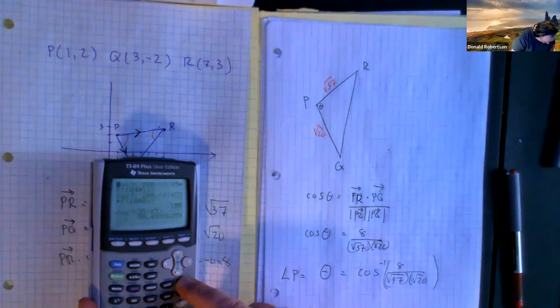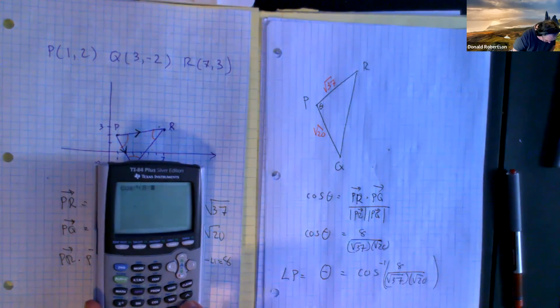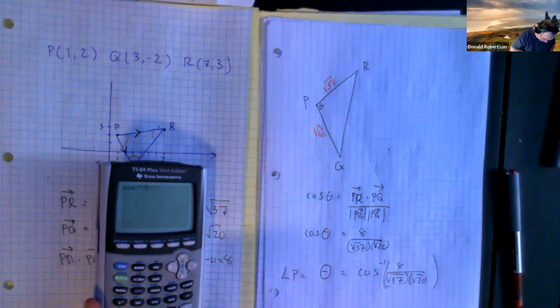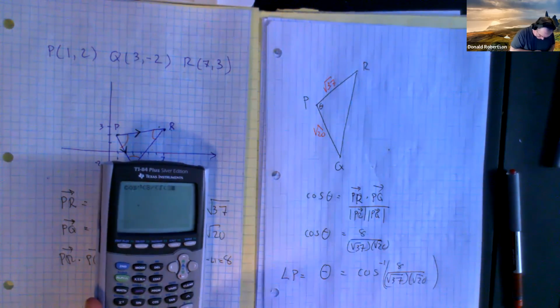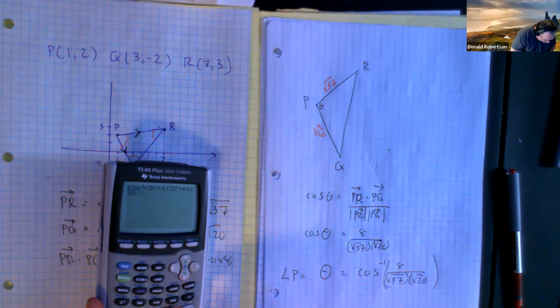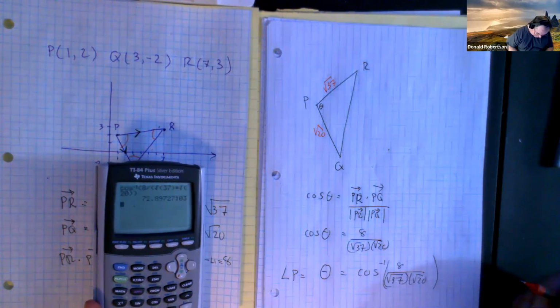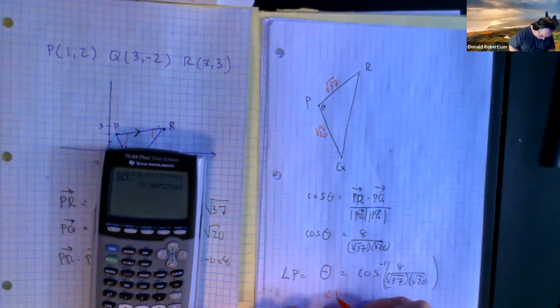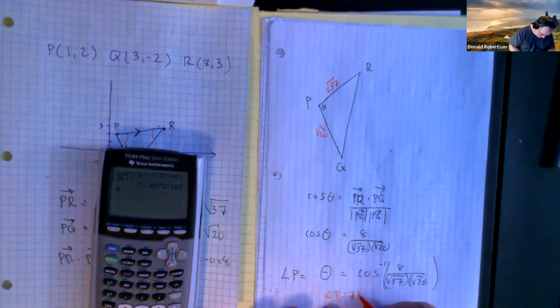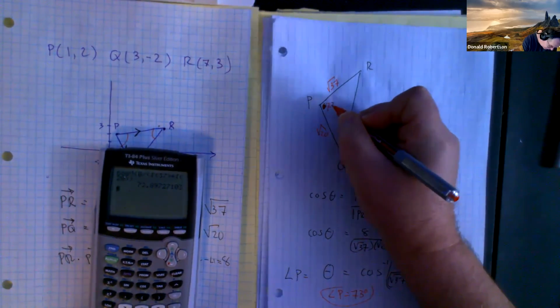So inverse cosine, 8 divided by, put a bracket around it, square root of 37, remember to close that bracket, times square root of 20. Remember to close that bracket, and one more or two more. That'll do. Let's do it to the nearest whole number. So I'm going to call that 73 degrees. So I now know that this guy here is 73 degrees.